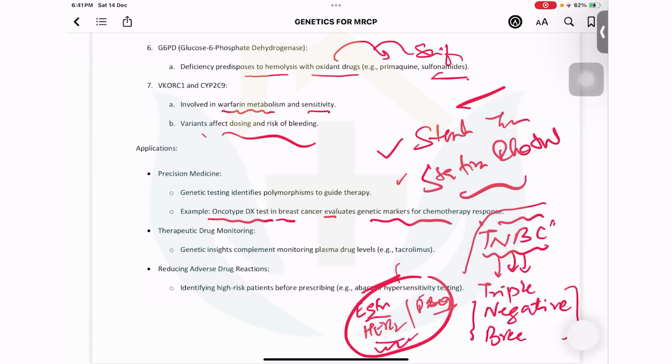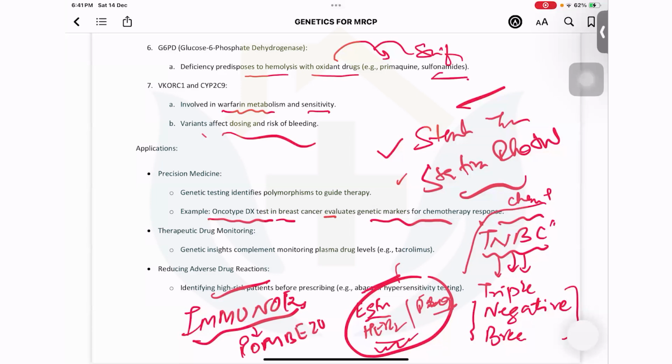And in TNBC, apart from chemotherapy, the patient needs to be given immunotherapy. And the most famous immunotherapy for CA breast is, anyone? I think it goes by the name pembrolizumab, something like that. You can check it online. Pembrolizumab, something like that. It is also asked very often these days in this question, so you need to be prepared for it.